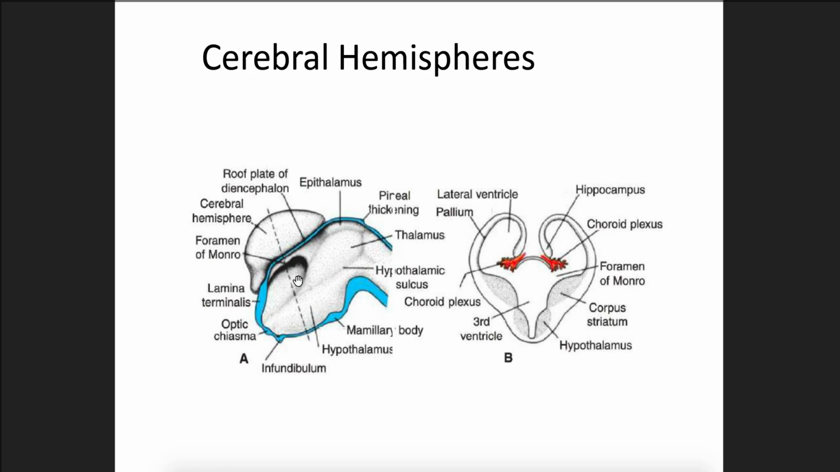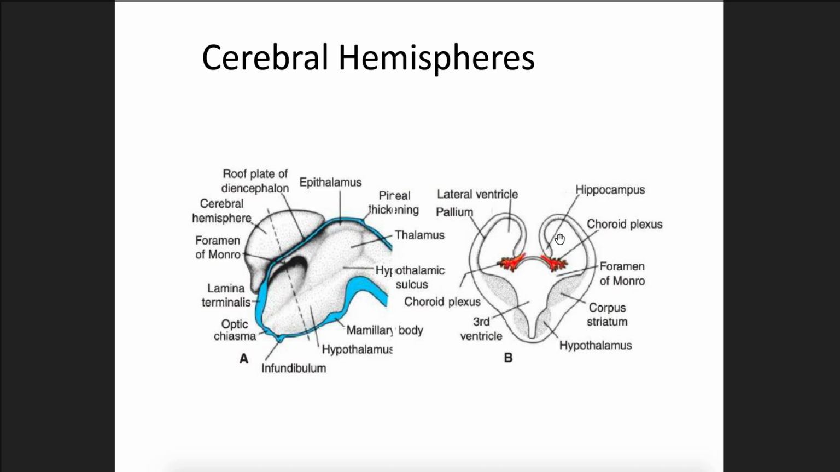Cerebral hemispheres extending laterally from the diencephalon. At the junction of the developing hemisphere and diencephalon, you will have the roof plate of the diencephalon. Then when you talk about cerebral hemisphere, you have to remember this midline thickening, which is lamina terminalis, a thickening concerned with the commissures developing in the hemispheres. Then you need to understand that this is the cut section of this diagram from this level.